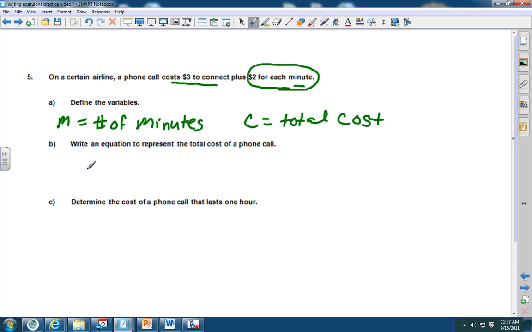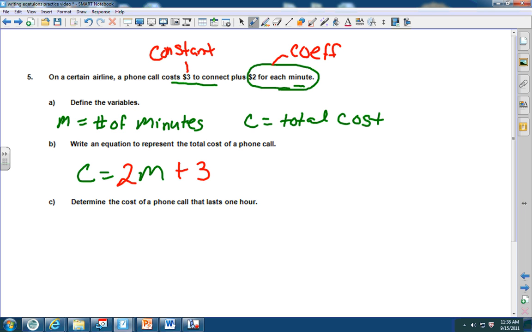When I write the equation, my total cost equals, now I got to figure out which is my coefficient and my constant. This right here, this is a one-time charge. This is my constant. This right here, I'm multiplying by the number of minutes. If you multiply it by the variable, that is the coefficient. So I have 2 times the number of minutes plus the constant, and the constant is 3.